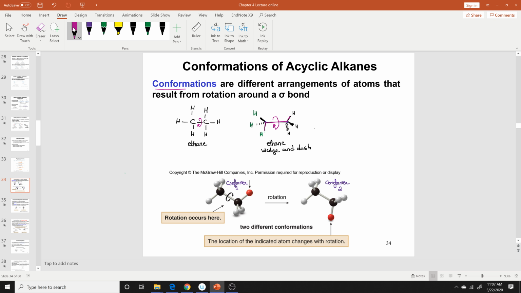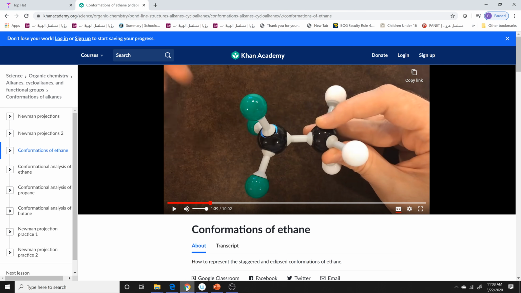Now in the video we will make this set of hydrogens that belong to the carbon which is in front towards you. So this carbon is going to be in front. The set of hydrogens that belong to it, we're going to make them green. And then the set of hydrogens that belong to the carbon at the back, so this is going to be the back carbon, we're going to make them white. So let's go ahead and watch the video and look at the different conformations of alkanes.